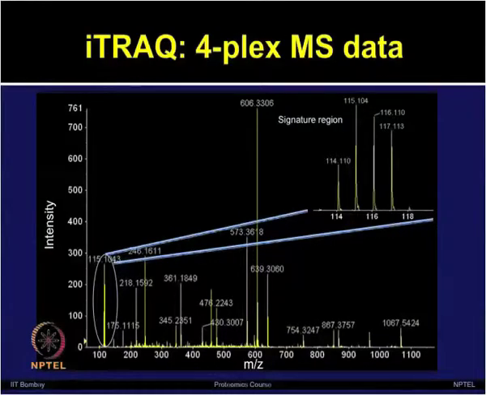So, this is a representative spectrum for the 4-plex iTRAQ experiment. The MS data is shown and the MS/MS spectrum is showing the reporter region, the signature of these 4-plex iTRAQ labeled peptides: 114, 115, 116 and 117.